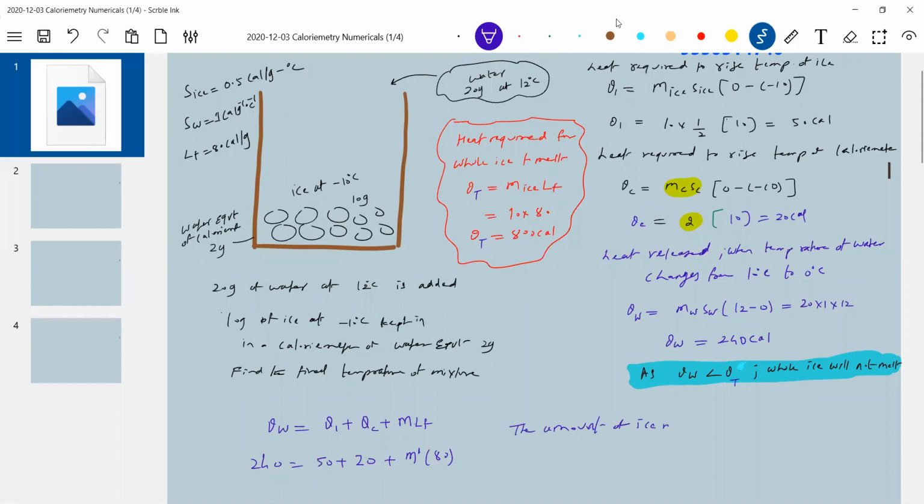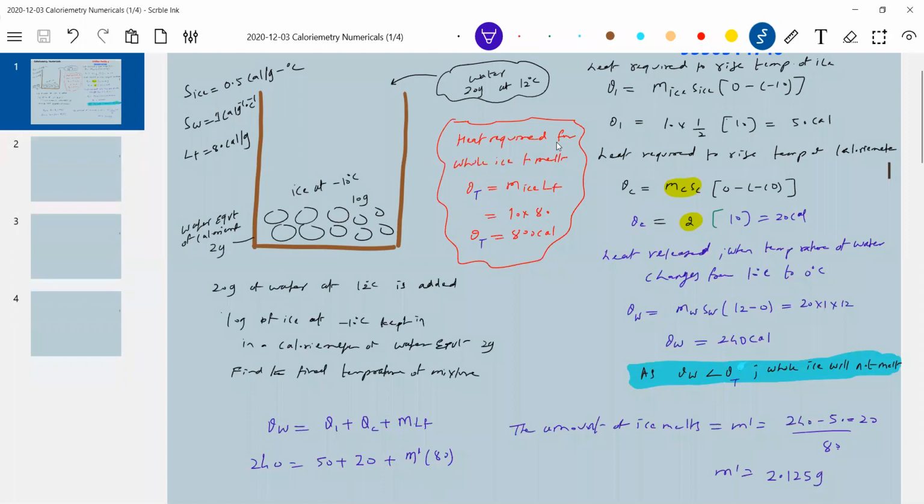The amount of ice that melts, M dash, is equal to how much? 240 minus 50 minus 20 by 80, 2.125. So 2.125 gram of ice will melt. The remaining amount of ice will be there in the container like that only. So what is the temperature of the mixture? Anybody? Zero. It should be zero.